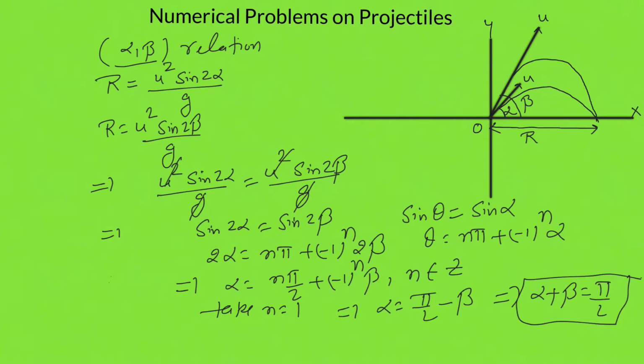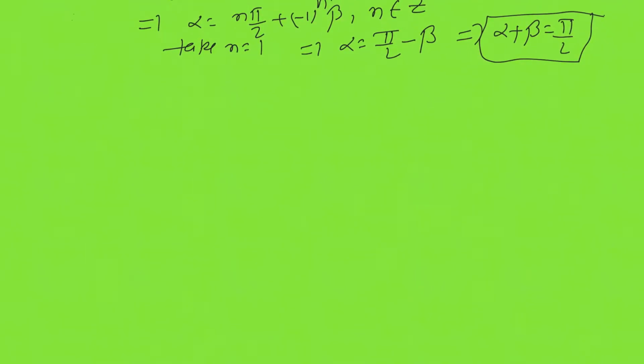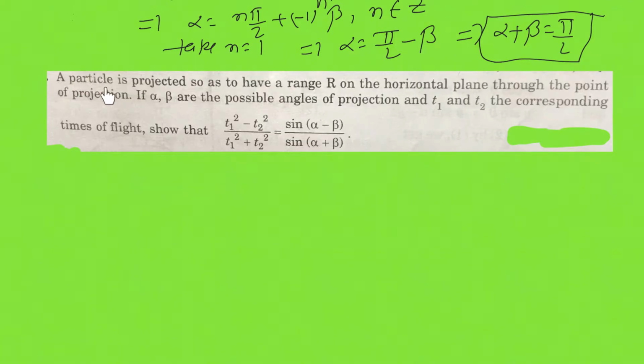So this was an important relation that I had to share and discuss with you. Now I will come to the problem, which is very important from the examination point of view. This is an exercise question that I have taken, and the statement of the problem is: a particle is projected so as to have a range r on the horizontal plane through the point of projection. So the horizontal range is r.